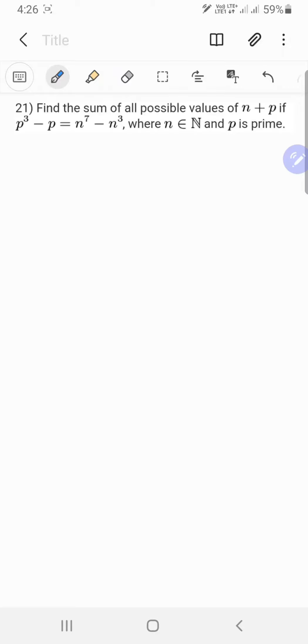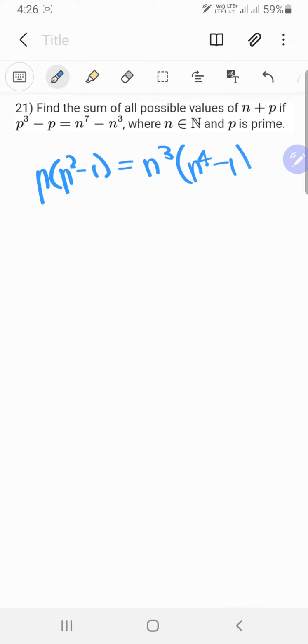Okay, this is a nice number theory question. My first attempt was that I can actually factorize this. I can write it as p into p squared minus 1 is equal to n to the power 3 into n to the power 4 minus 1. And then I tried to find if there's some divisibility relation between these. And I did find something.